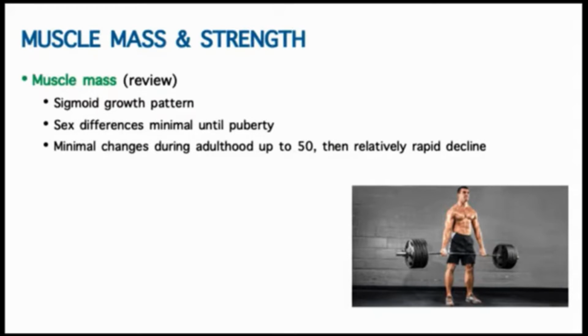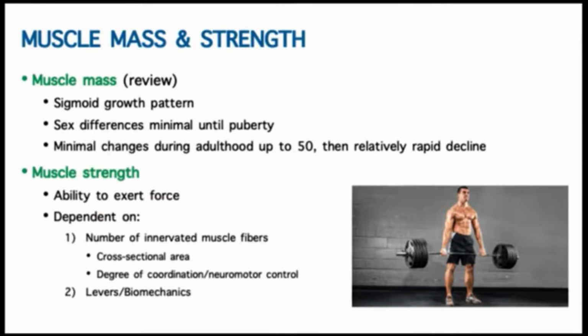And generally there are minimal sex differences until puberty. And then we notice a bigger split between males and females after we hit puberty. Right, and that's because typically we have these hormonal changes, and then there's relatively not a whole lot of change overall through adulthood up to about age 50, and then you have women going through menopause between 50 and 60. We have both males and females decreasing their overall physical activity typically around these older ages, which is going to cause a rapid decline in muscle mass. So that's muscle mass, okay?